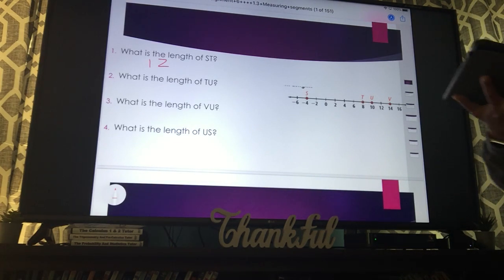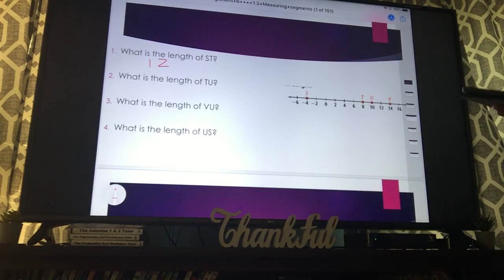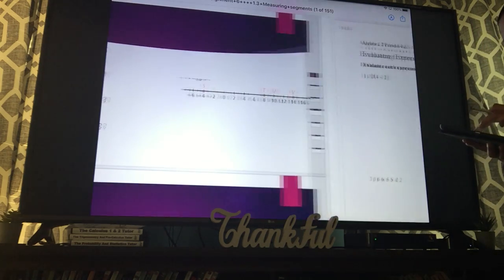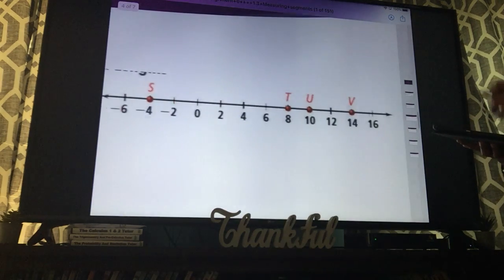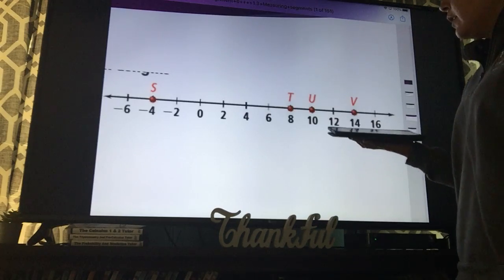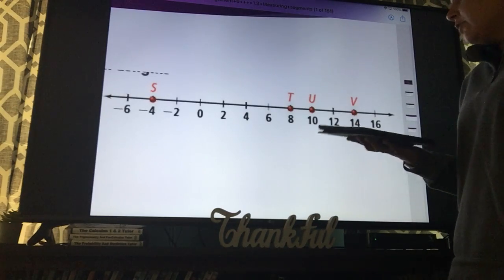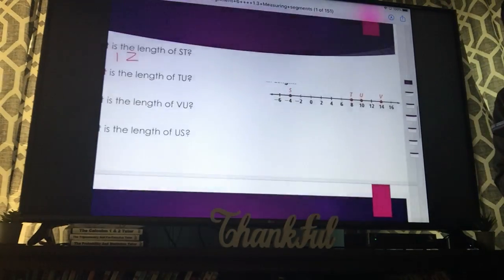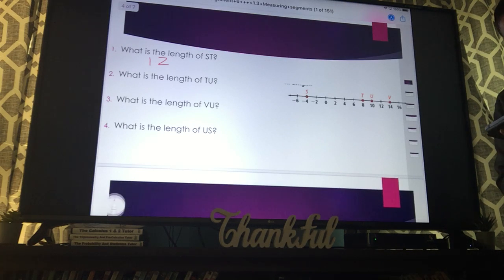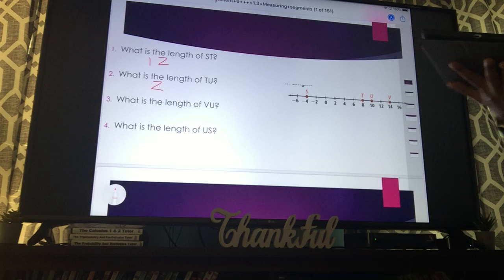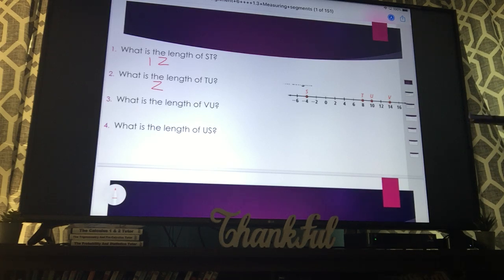What is the segment length of TU? Okay, and we can just look at it and kind of be able to tell. T is at 8 and U is at 10. So what is the distance in between those? It's 2. The segment length of VU.